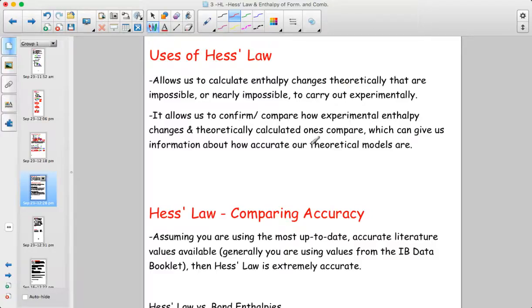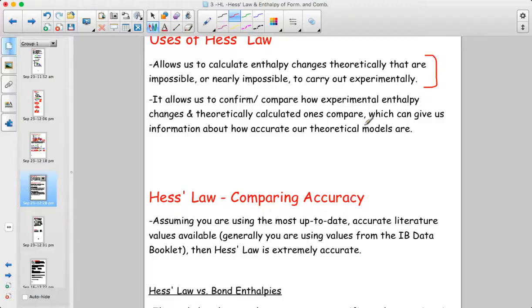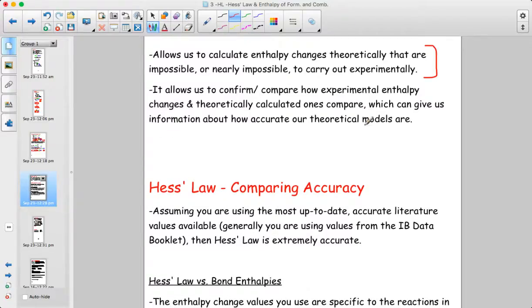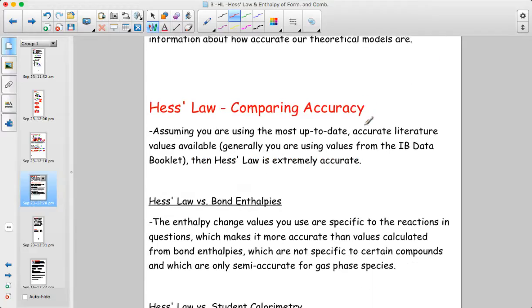But more really on the new syllabus that we have, it's just going to be about this first one. You're going to use Hess's law to calculate enthalpy changes, and usually they're ones that are tricky to calculate experimentally.